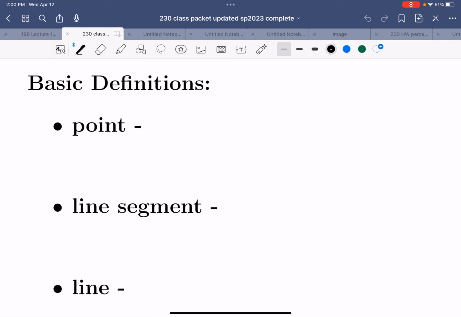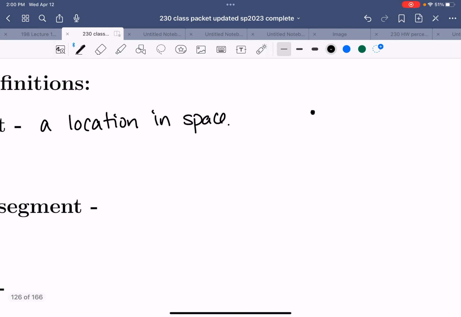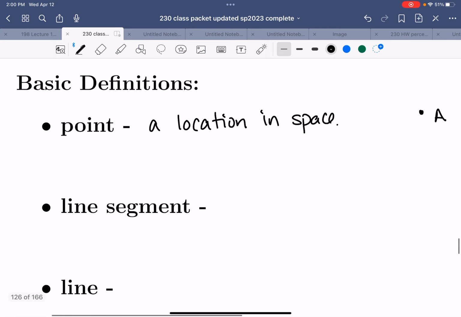First of all, a point is a location in space. Just some location in space. We mark it with a dot and we identify it by a capital letter. Okay, so point A.